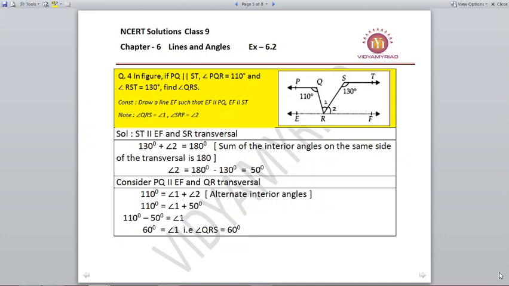Now consider PQ parallel to EF. The angle given is 110. That angle will be equal to angle 1 plus angle 2 because of the alternate interior angles. I know angle 2 is 50 degrees, so I can easily find angle 1, which comes out to be 60 degrees.